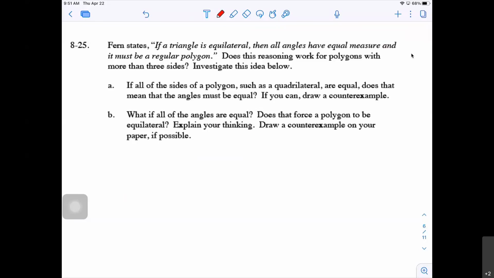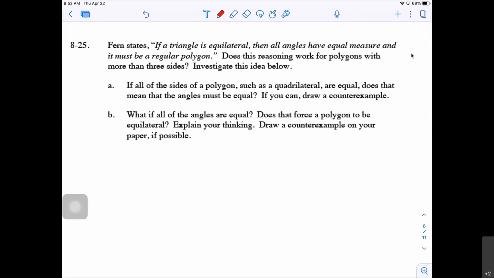How about in part B? What if you know the angles are congruent? Does that mean the sides have to be? Why not, Brady? Give me an example. A rectangle. A rectangle has four 90-degree angles. It does not have four congruent sides.